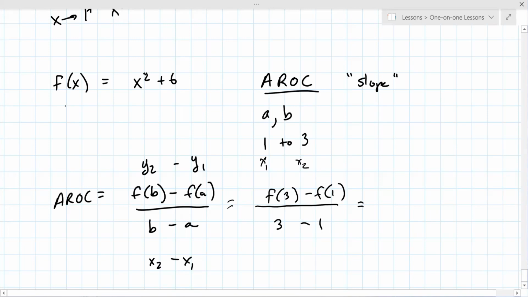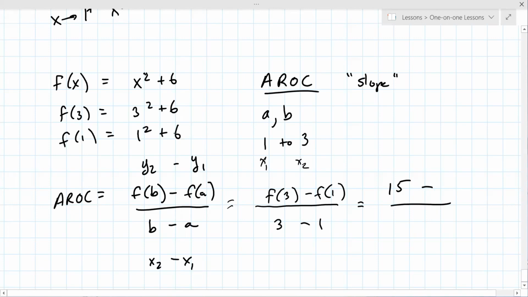So f of 3, you can come back up here, is 3 squared plus 6, which is 15. f of 1 is 1 squared plus 6, so that's 7. So 15 minus 7 over 3 minus 1, which is 8 over 2, which equals 4. Is that okay? Yeah, that makes sense.